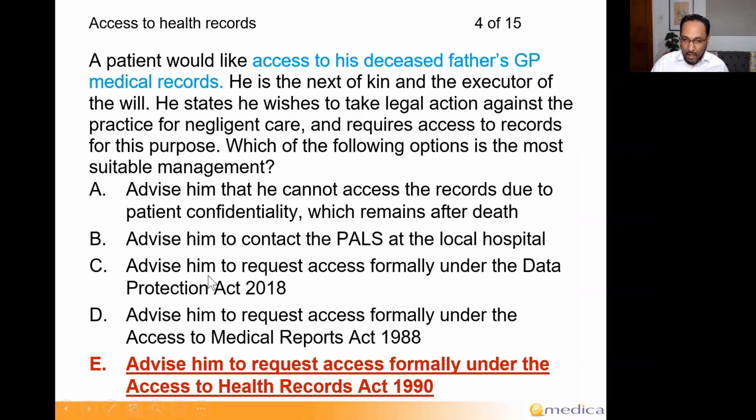But as I mentioned, the other 2 that were really popular are C and D. Okay, PALS at the local hospital is irrelevant for GP records because it wants to access the GP information. Okay. So when would C and D apply? Let's go on to that.